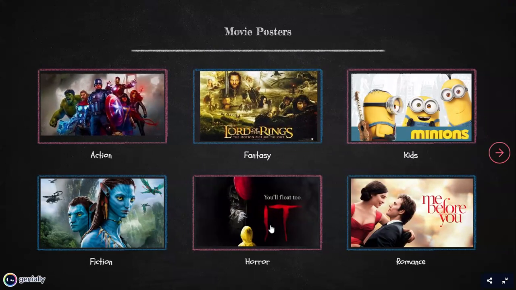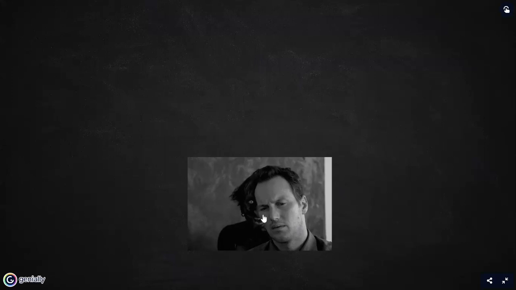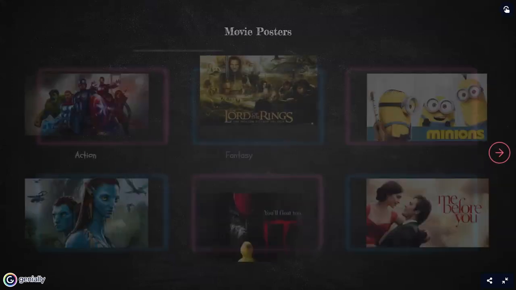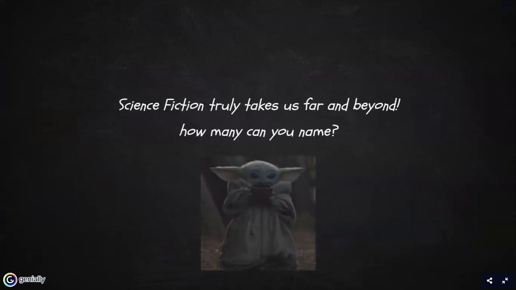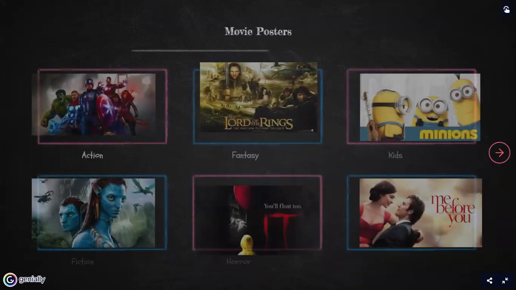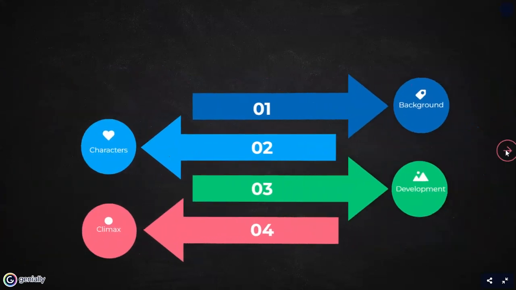If they click on horror, the same thing will happen. You have here a legend, a GIF. They click on it. The same with fiction. Here you have a legend, a GIF. Make sure you encourage your students to speak. Once they're done, they can click on 1, 2, or 3, and then move on to the next slide.